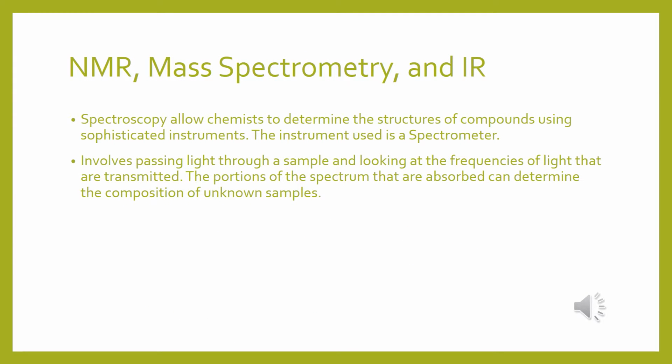Here, NMR, mass spectrometry, and IR. Spectroscopy allows chemists to determine the structure of a compound using sophisticated instruments. The instrument used is the spectrometer. It involves passing light through the sample and looking at the frequency of light that is transmitted. The portion of the spectrum that is observed can determine the composition of unknown samples.